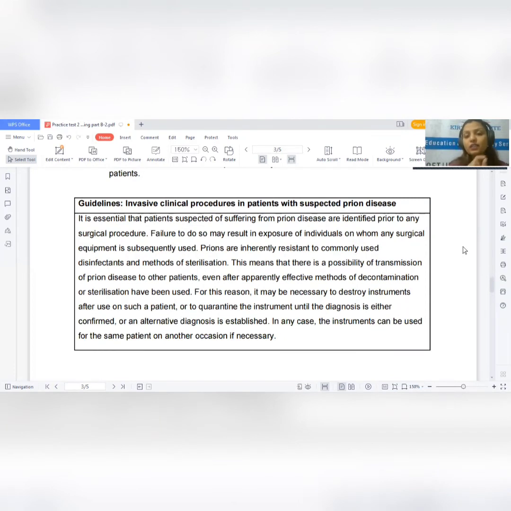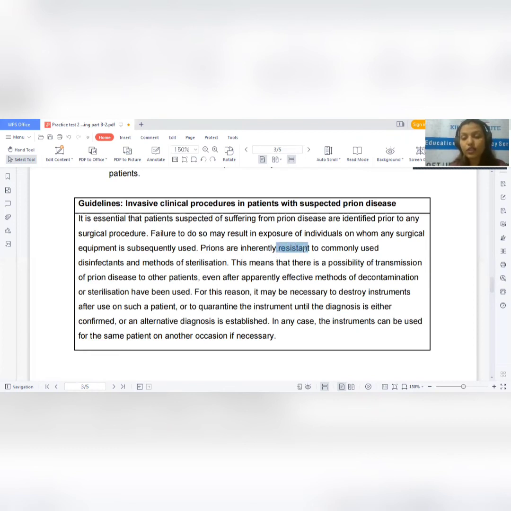Once I get the information that shows the instrument has been used, then I will read carefully to get my answer. Okay, this says that we should identify the patient before the procedure. Failure to do so may result in exposure of individuals on whom any surgical equipment is subsequently used. So if we are using it on another patient, we are exposing that individual to the infection of prion disease.